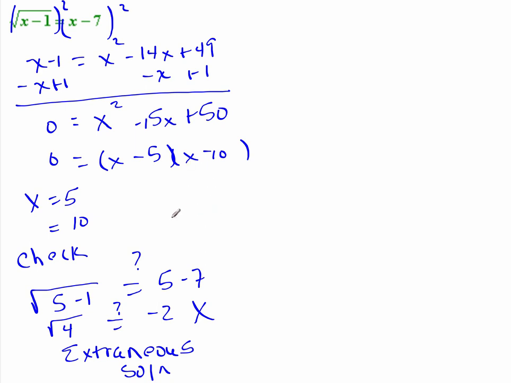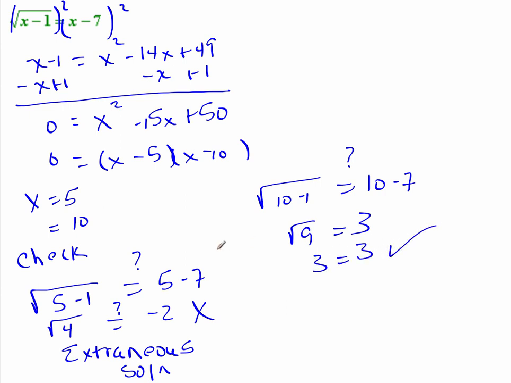It is entirely possible that there is no answer, so let's check 10. So the square root of 10 minus 1, does that equal 10 minus 7? The square root of 9 equals 3, indeed. Yes, so you have one solution for this one, and that is x is equal to 10.